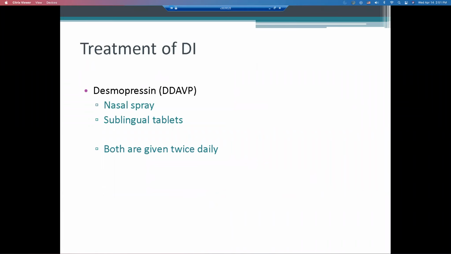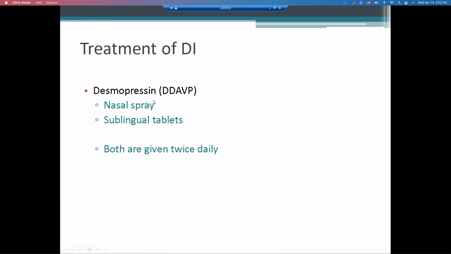Treatment of diabetes insipidus is by giving the patient antidiuretic hormone or vasopressin, either by nasal spray or sublingual tablets. Of course, if you treat a patient with diabetes insipidus, they will think you're the best physician on earth, because they were suffering because of polyuria and polydipsia, and now you give them this magical tablet under their tongue, which melts away in seconds and then gives them relief for 12 hours. So it's a major improvement in the patient's condition.